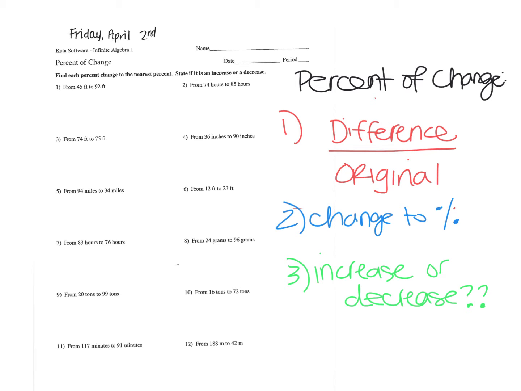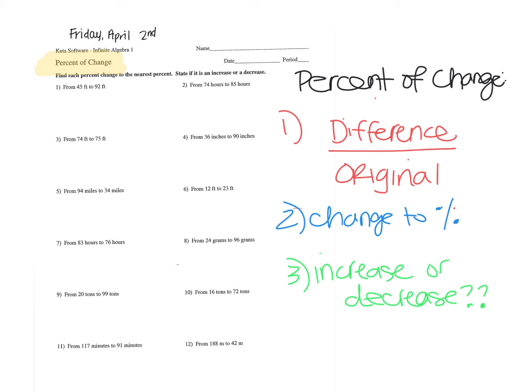Sixth graders, if you could find this worksheet in your packet. For cohort A, it's going to be at the very end on the Friday, April 2nd day. For cohort B, it is labeled for Thursday, April 1st, and it's the second or third to last pages in your packet. You can see on the top, it should say percent of change. So find that sheet.